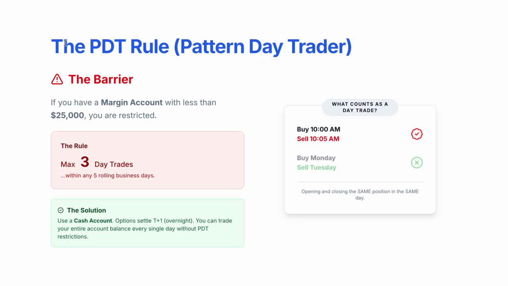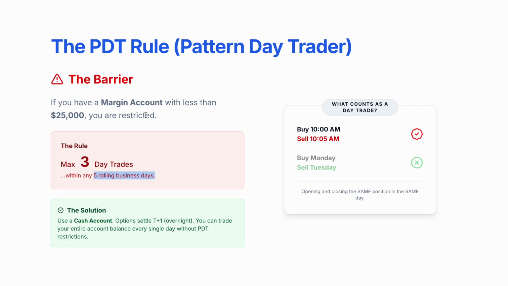So what actually is a PDT rule? Now, as I'm making this, they actually put something in the course where they're going to lower this to a lot lower. But right now, as it stands, if you have a margin account with less than $25,000, you are restricted to only taking 3 day trades within any 5 rolling business days, okay? So that does limit some of your trades if you're looking to do 0 DTE.